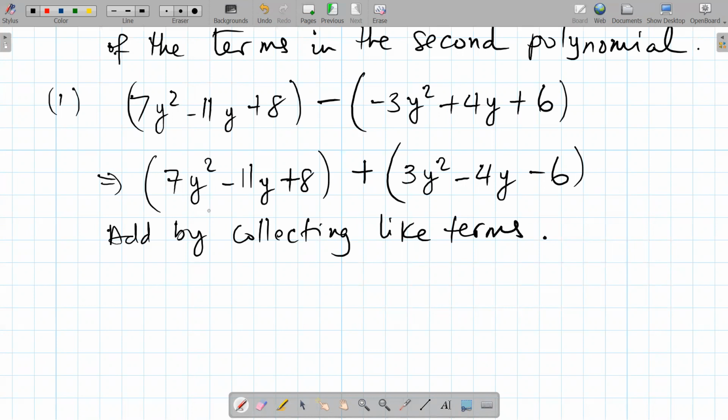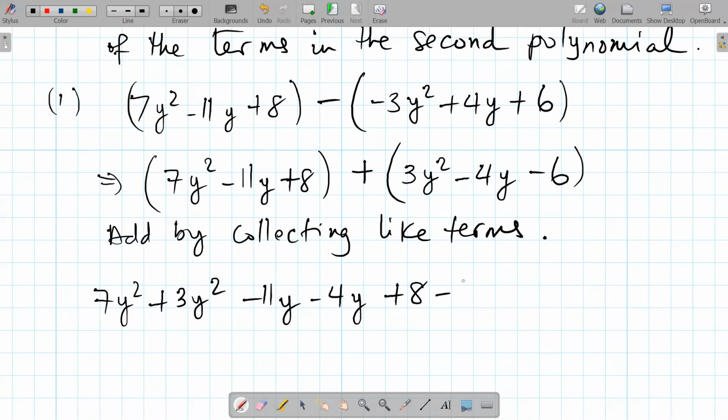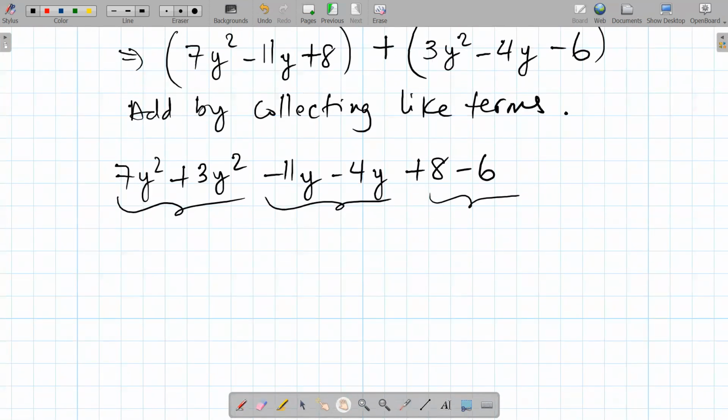So based on what we have here, I have y squared here, I have y squared here. It means that I can collect these together. I have negative 11y and I have negative 4y. I can collect them together. And I have 8 and I have negative 6. So if you look at it carefully, this is what I have. From here, I can sum them up.